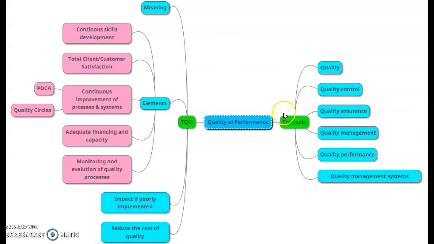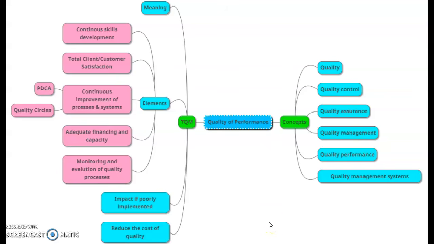Other than being able to explain each of these concepts, you're often going to be asked to differentiate or compare the following concepts. So you'll need to know the difference between quality control and quality assurance. Remember, quality assurance, you will learn, is about an ongoing process, and quality control is at specific steps. You'll also need to be able to compare quality management versus quality performance.